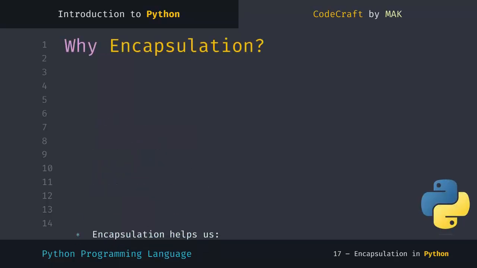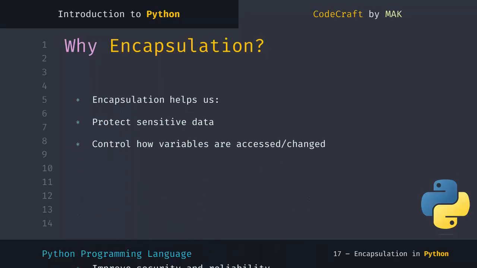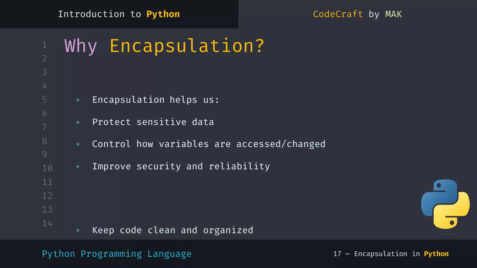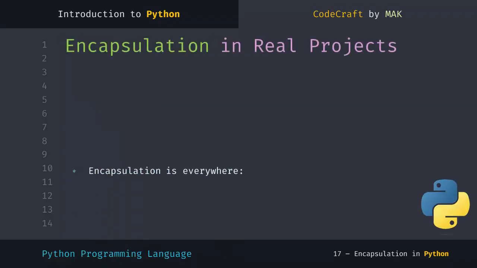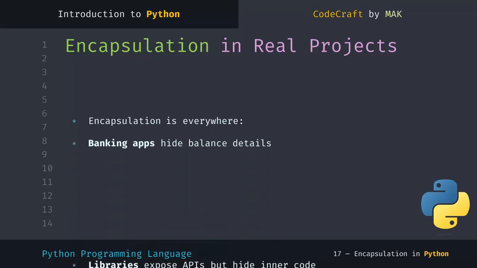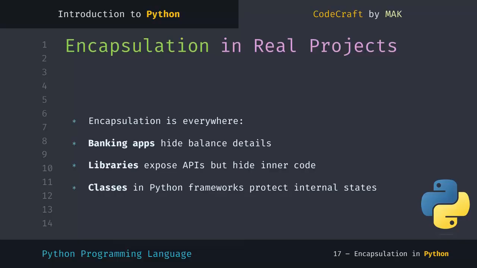Why encapsulation? Encapsulation helps us protect sensitive data and control how variables are accessed and changed. It improves security and reliability. It keeps code clean and organized. Encapsulation is everywhere. Banking apps hide balance details. Libraries expose APIs but hide inner code. Classes in Python frameworks protect internal states.